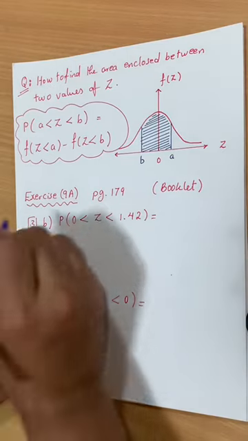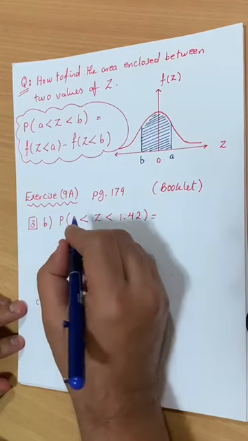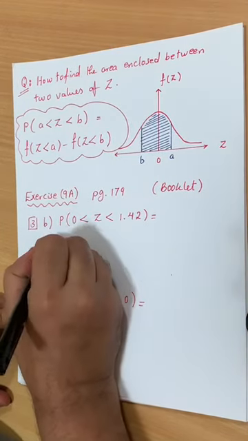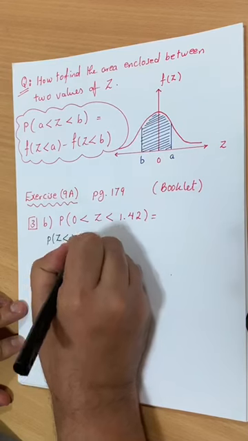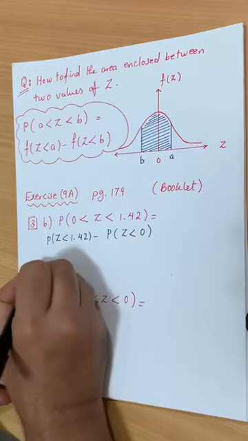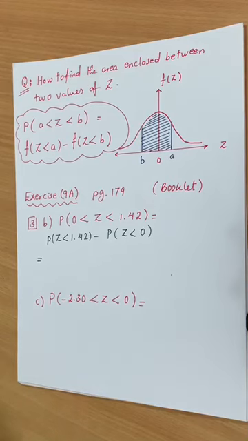In exercise 9a, page 179, we have this question: probability of 0 less than z less than 1.42. So it's equal to probability of z less than 1.42 minus probability of z less than 0. Z less than 1.42 is a table value. We're going to use the table, 1.42. You know the way now. 1.42 is 0.9222.